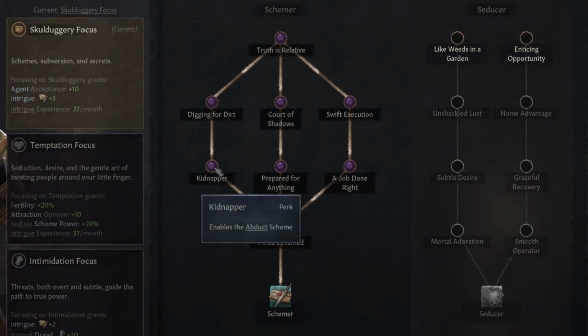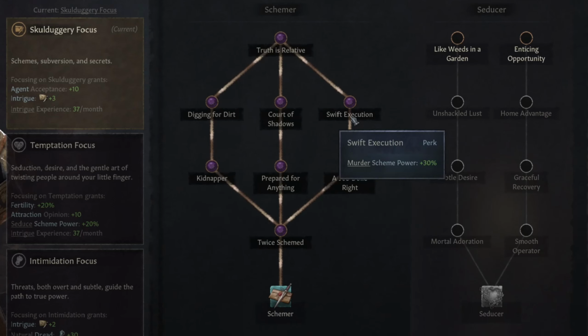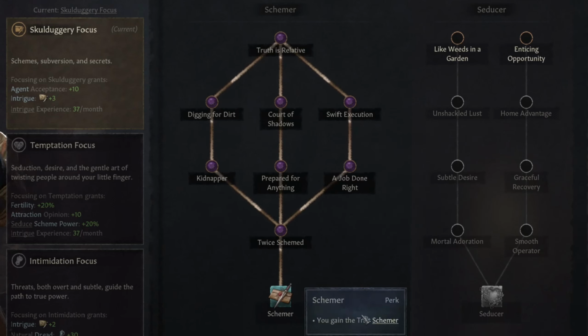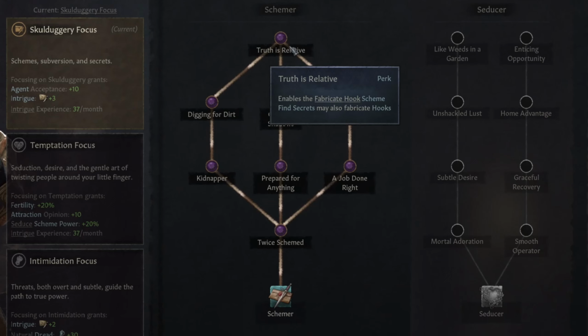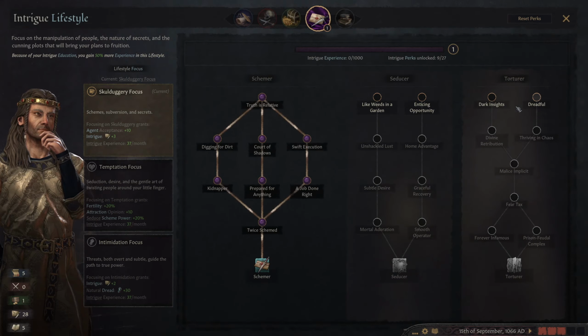Kidnapper lets you abduct people. A job done right, swift execution, and schemer itself will give increased hostile power, and twice scheme lets you run 2 schemes at a time, and truth is relative to enable fabricating hooks. You can then work down the torturer tree.